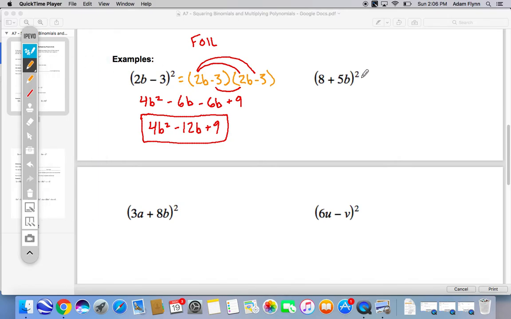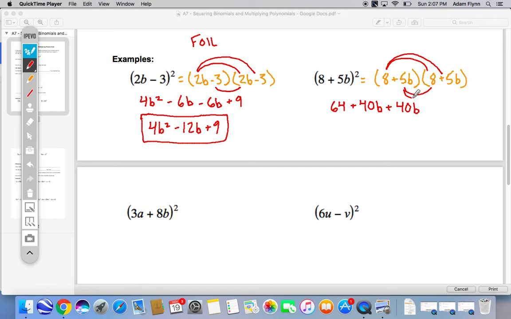So let's head over to the next one. We'll expand. So we have 8 plus 5b times 8 plus 5b. I'll FOIL again. So I have 8 times 8, which is 64. My outside terms, I have 8 times 5b, which is a positive 40b. My inside terms, I have 8 times 5b again, so I have plus 40b.